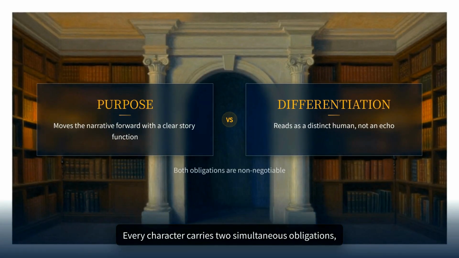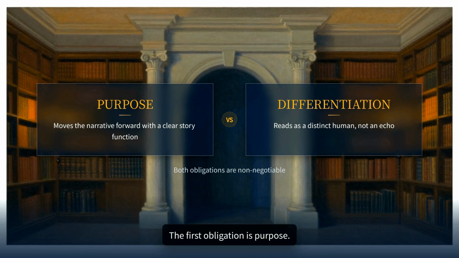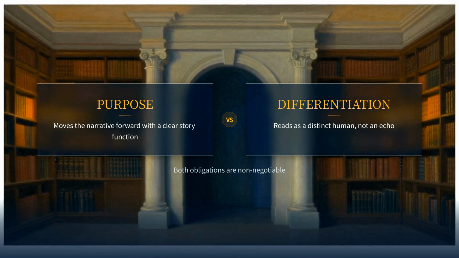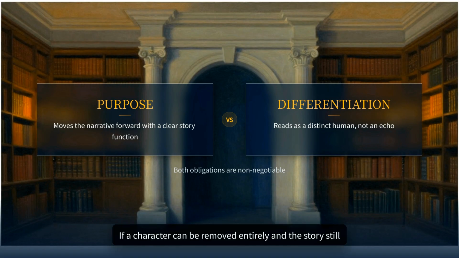Every character carries two simultaneous obligations, no matter how large or small the role. The first obligation is purpose. A character must perform a story function that moves the narrative forward. If a character can be removed entirely and the story still works, that character has not earned a place on the page. The second obligation is differentiation.